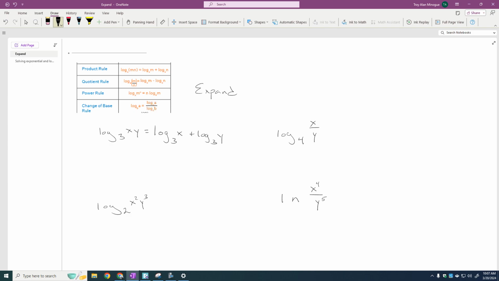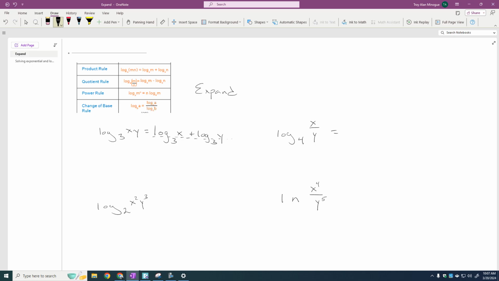Notice where these are located. All of this top part is on the same line. The only subscript I have is my base of 3. Everything else is on the same line. Okay, jump over here. That was using the product rule. Why? Because it's the product of two terms. I'm taking the log of two things that are multiplied together.